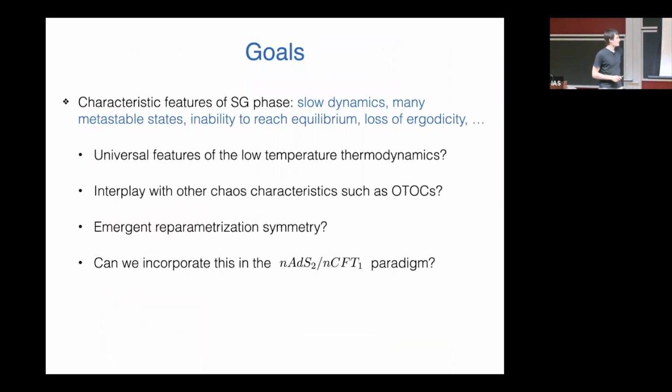Okay, so the goals for this talk will be to characterize this phase, characterize some of these features. To some extent that's going to be a review of things that have been known for some time. So this kind of slow dynamics and the fact that there's many metastable states, and the system takes a long time or is unable to reach equilibrium. What does this mean exactly? And then we want to see how this impacts the low temperature thermodynamics and other characteristics that we got interested in over the last few years, such as these 4-point functions.